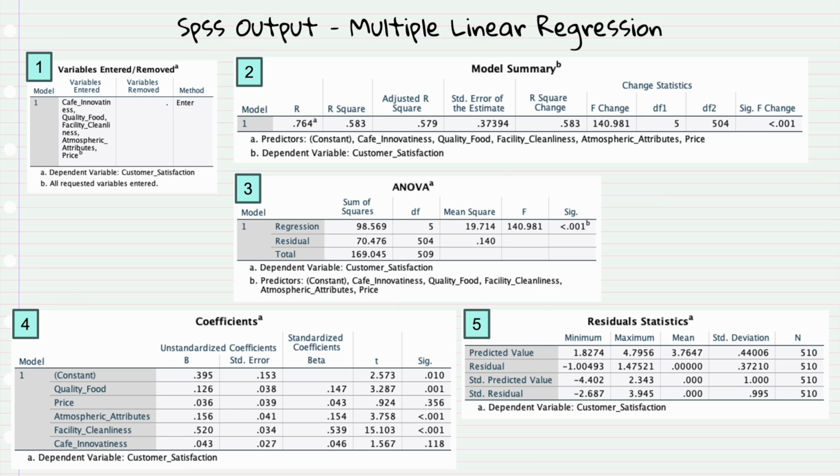Here is the SPSS output for multiple linear regression. As you can see, SPSS confirms that all 5 predictors were included in the regression model, and customer satisfaction is the dependent variable. This tells us the model ran exactly as intended. Next, we have the model summary, ANOVA table, and coefficients table, and also the residuals statistics.